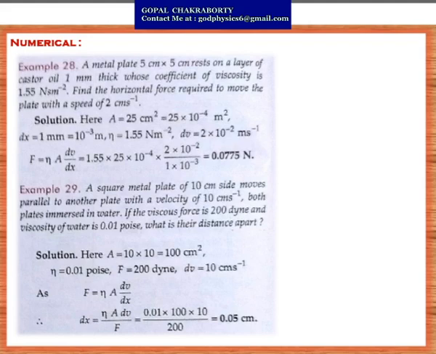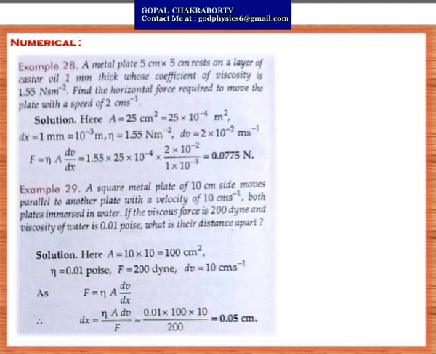Now the next problem: a square metal plate of 10 centimeter side moves parallel to another plate with a velocity of 10 centimeter per second. Both plates are immersed in water. If the viscous force is 200 dyne and the viscosity of water is 0.01 poise, what is their distance apart?